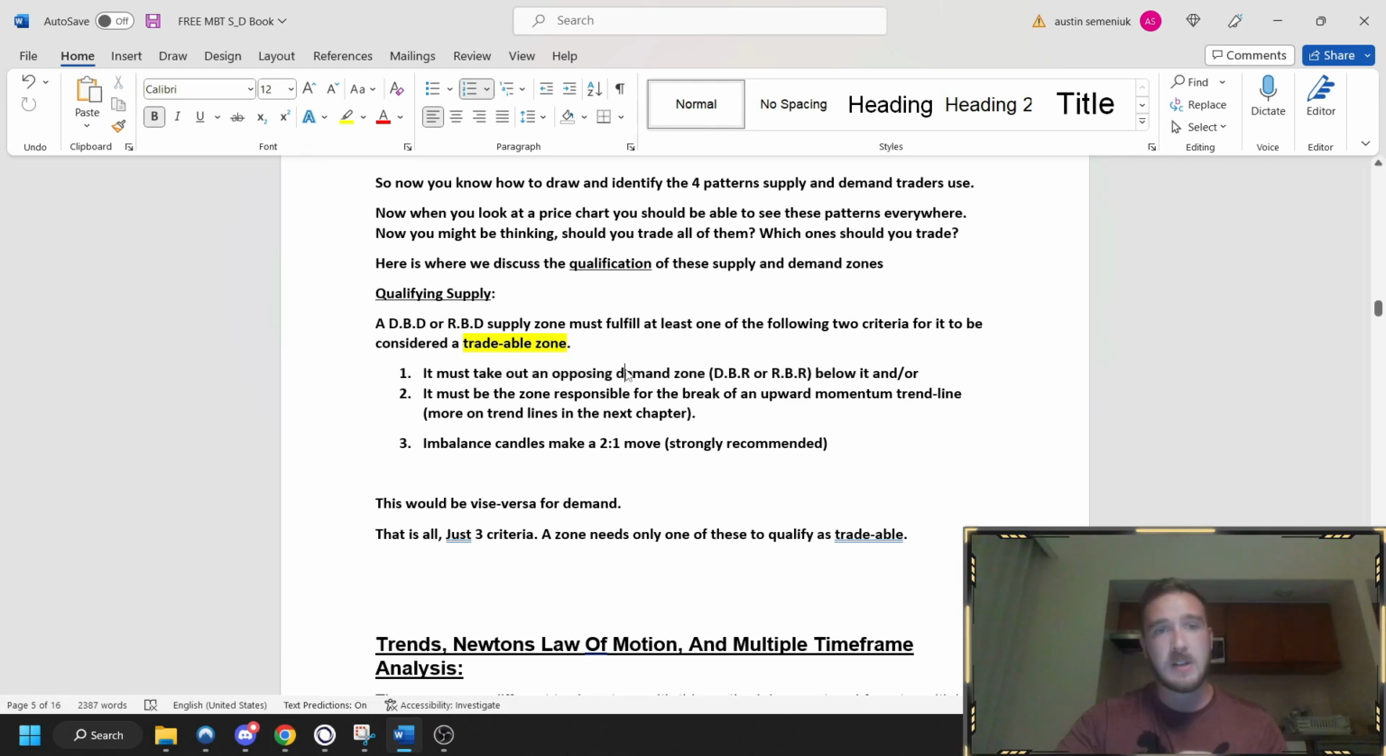Let's talk about supply. In order for a supply zone to be considered a tradable zone, we must require the zone to do one of three things. Number one, it must take out an opposing demand zone. Number two, it must be responsible for breaking a trend line, in this case an upward momentum trend line. We are going to talk about this in a couple of minutes. And number three, in my opinion the most important, every zone must have a strong 2-to-1 imbalance.